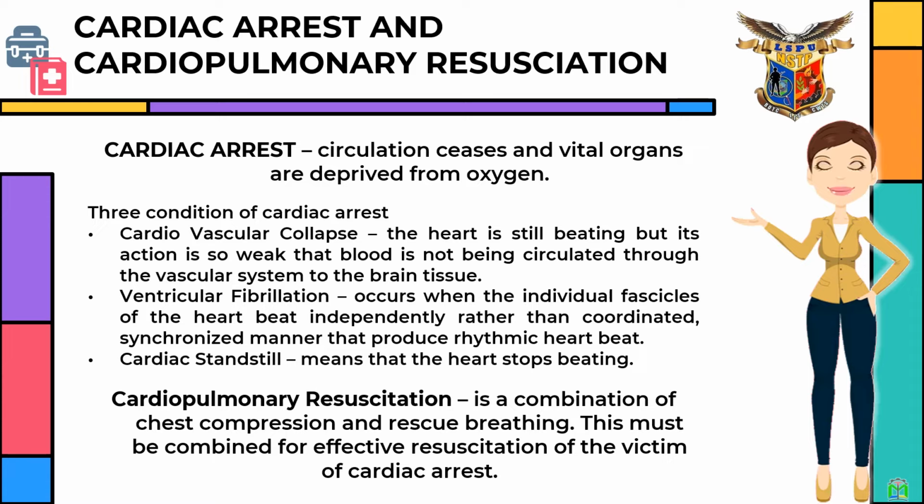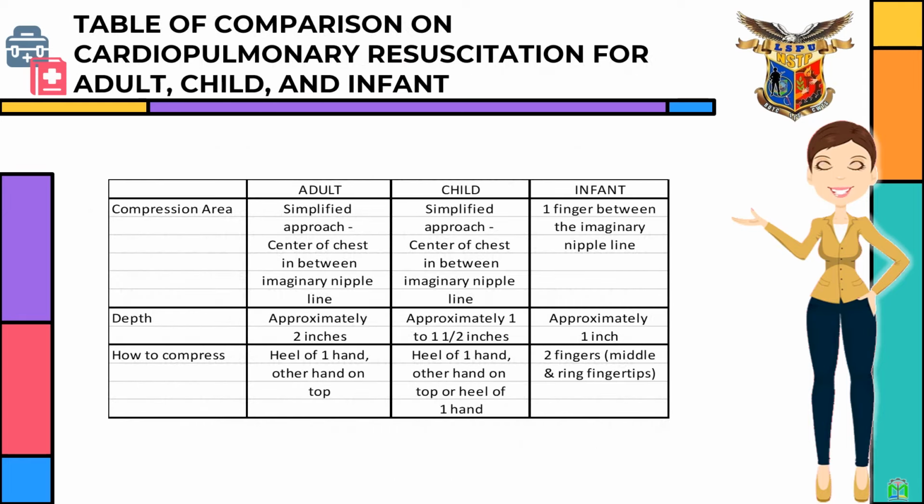Cardiopulmonary resuscitation is a combination of chest compression and rescue breathing. This must be combined for effective resuscitation of the victim of cardiac arrest. This is the table of comparison on cardiopulmonary resuscitation for adult, child, and infant.